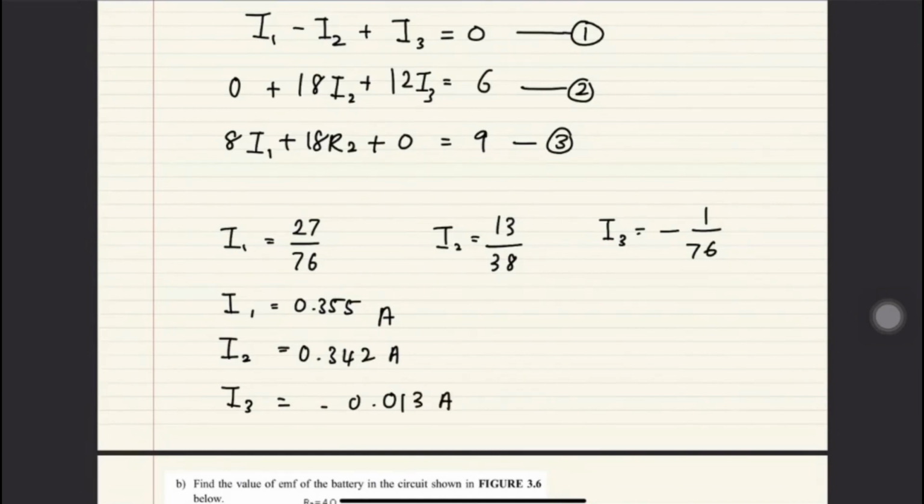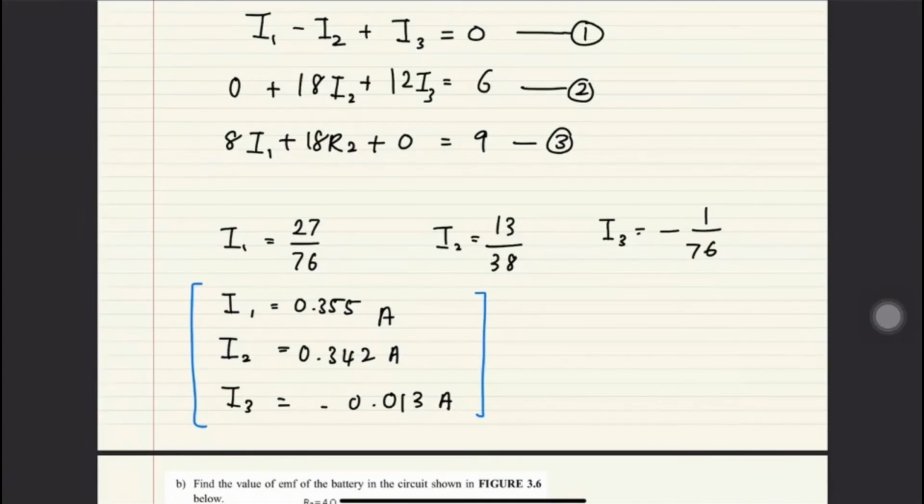ampere. Okay, just double check the answer. Okay, the magnitudes are the same. Cuma ada positif dengan negatif je. Macam kat jawapan tu ada negatif kat negatif 0.013, negatif 0.355. So what does it mean? So this is the answer, this one. So what does it mean?